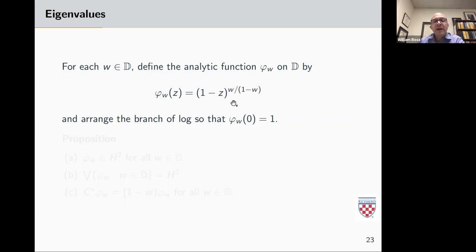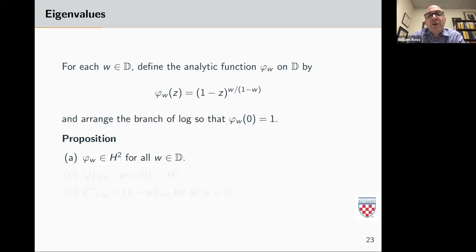Let's arrange the branch of the logarithm so that phi_w of 0 is equal to 1. In other words, 1 to this power we'll interpret as 1. So these are nice analytic functions on the disk, and I claim these are actually going to be eigenvectors. If they're going to be eigenvectors, they had better belong to H2. It's a little bit of a tricky power series computation, or you can do it via an integral estimate.